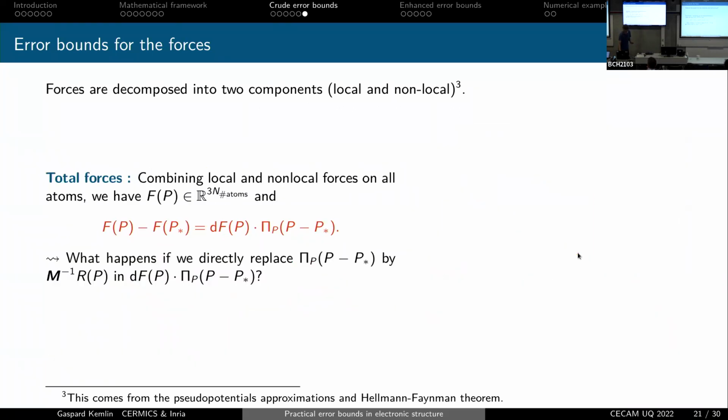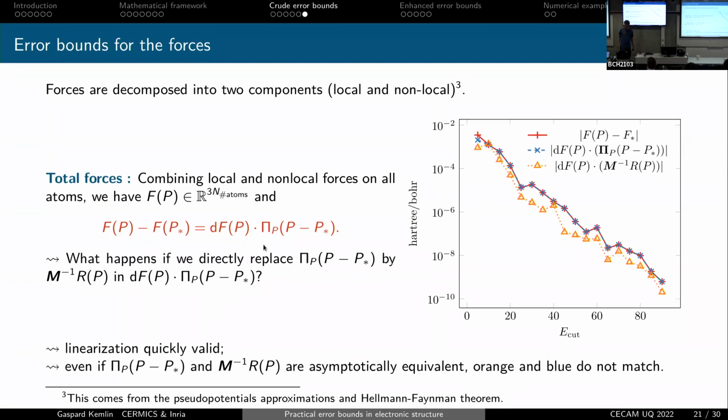But remember that what we observed before is that P minus P star and the residual in H-1 norm were asymptotically matching. So maybe we can replace directly here the error with this preconditioned residual and hopefully not get an upper bound of the error on the forces, but at least a good approximation. And if we do that, we observe that asymptotically, the red line, which is the actual error on the forces, and the blue line, which is the linearization here, do match very rapidly. So this is consistent with what we observed at the beginning, that the asymptotic regime is quickly established.